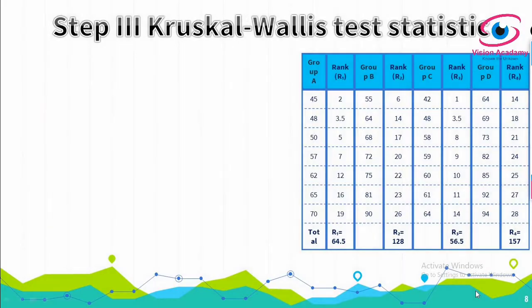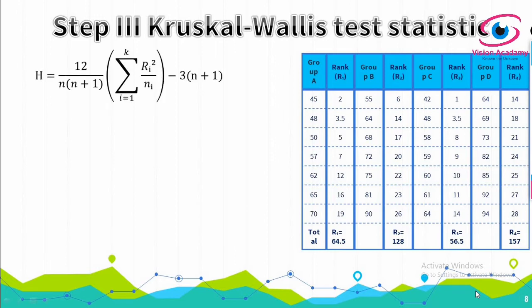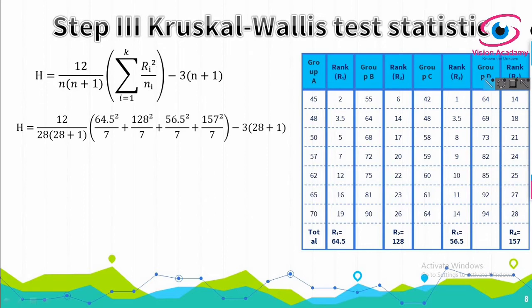Now the next step is testing, the Kruskal-Wallis test. You know the formula; firstly we have to find H using the primary formula. So that is the Kruskal-Wallis test. Here I have replaced all the elements in the formula.